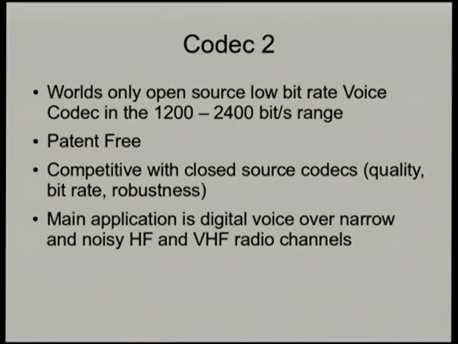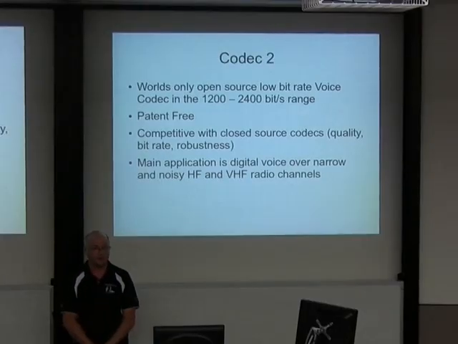Okay, so Codec 2 is the world's only open source low bitrate codec. There are quite a few open source vocoders and audio codecs in higher bit ranges, above say 5,000 bits per second, but everything else is closed and patented in this domain beneath around 2,000 bits per second. Codec 2 is patent free, it's based on public domain intellectual property and original research that's been released into the public domain. It's competitive with closed source codecs in terms of the speech quality, the bitrate and the robustness.